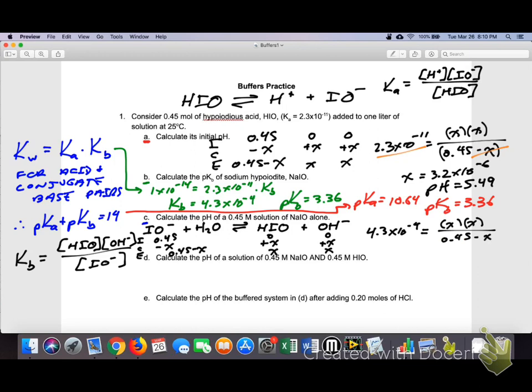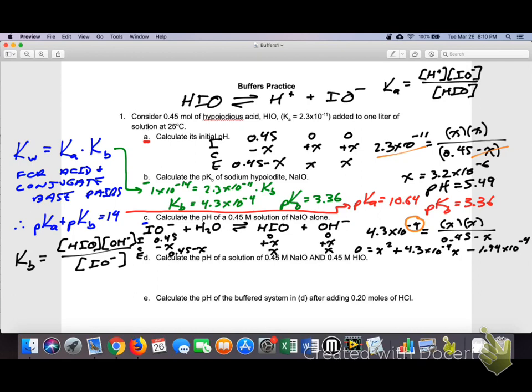4.3 times 10 to the negative 4 equals x times x over 0.45 minus x. But here I've got to be careful. 10 to the negative 4 is not small enough. This is a relatively weak base, but it's not weak enough to just ignore that minus x. And so I am going to have to do a quadratic.